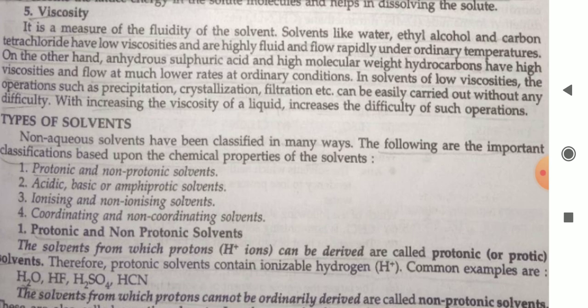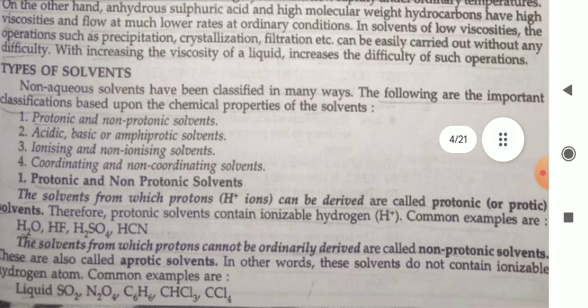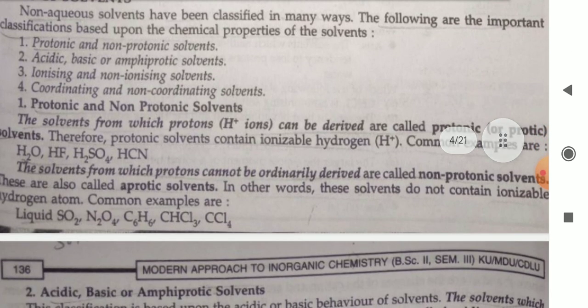Types of solvents. Non-aqueous solvents have been classified in many ways. The following are the important classifications based upon the chemical property of the solvent. First is protonic and non-protonic solvents. The solvents from which a proton, H positive ion, can be derived are called protonic or protic solvents. Therefore, protonic solvents contain ionizable hydrogen. Common examples are H2O, HF, H2SO4, HCN.